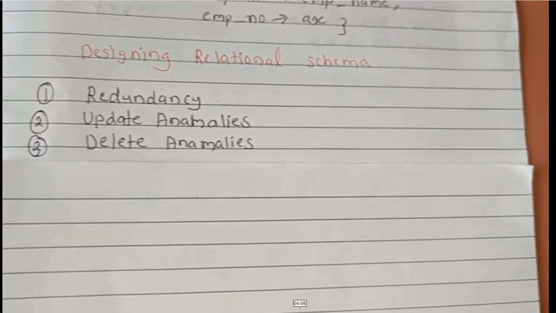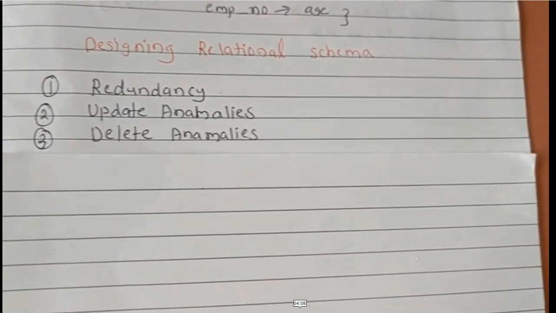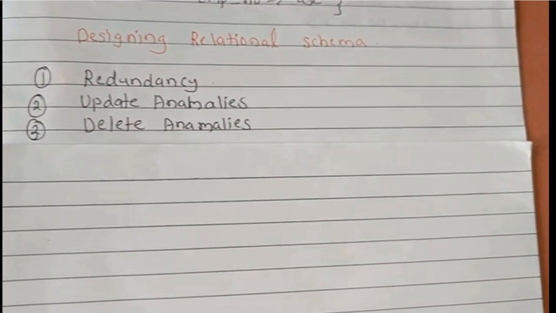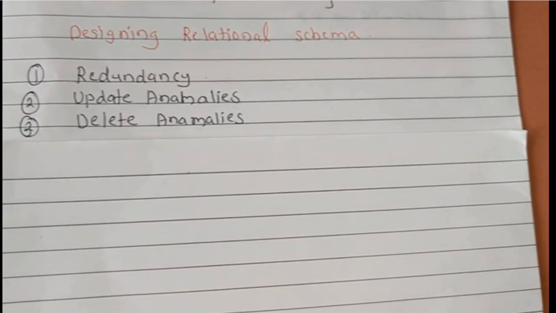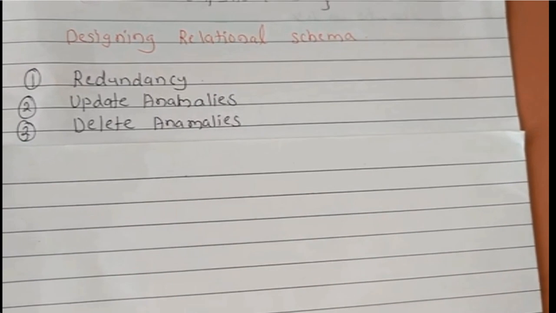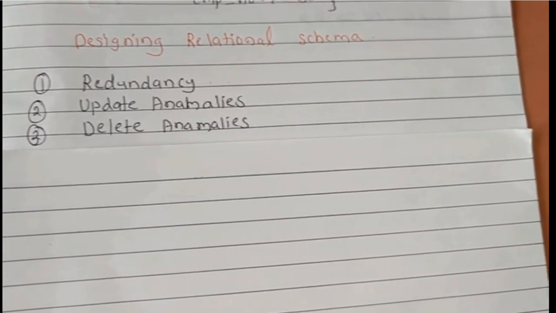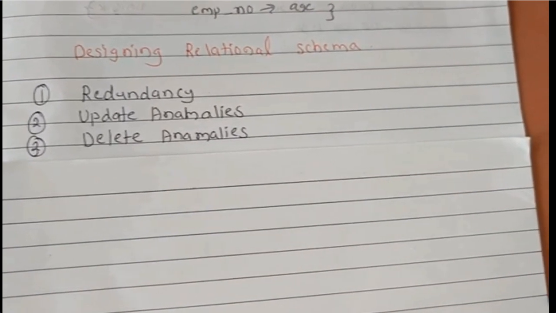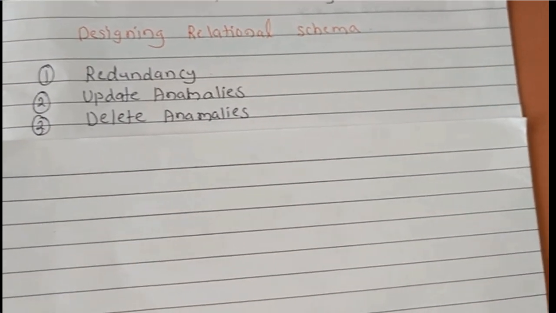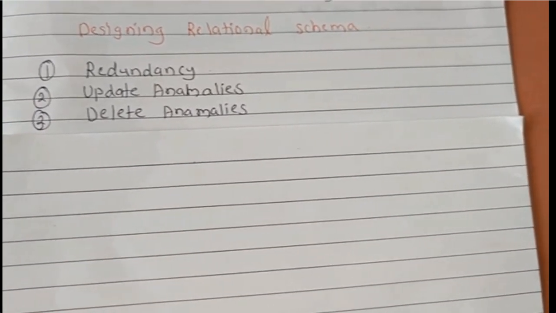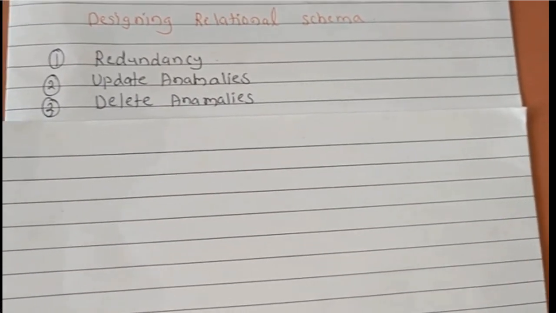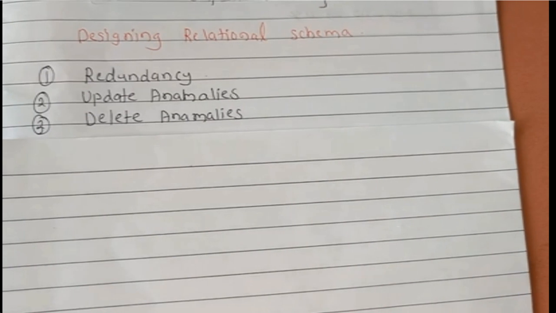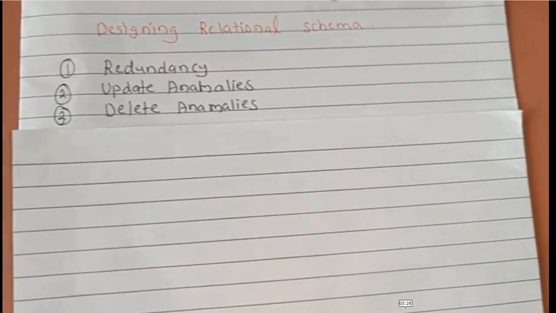While designing the relational schema, we have to follow three main rules. The first is that we should avoid redundancy. Means in a database, we will have several relations that are grouped together. So we should avoid the repetition of the attributes across the different relations. The second main criterion is that we should avoid update anomaly, and the third one is that we should avoid delete anomaly. Now what do we understand by anomalies?